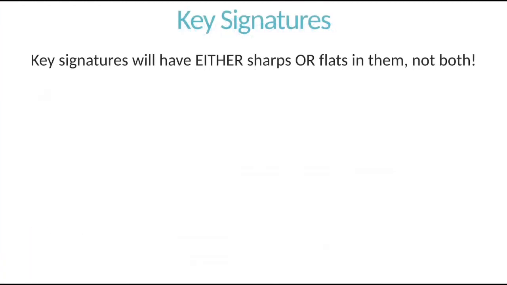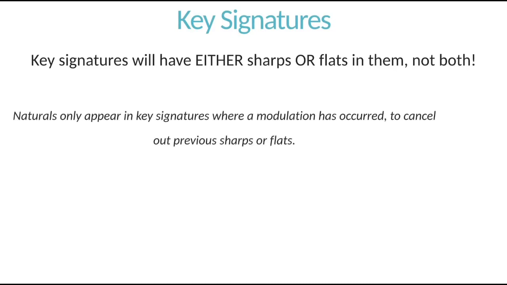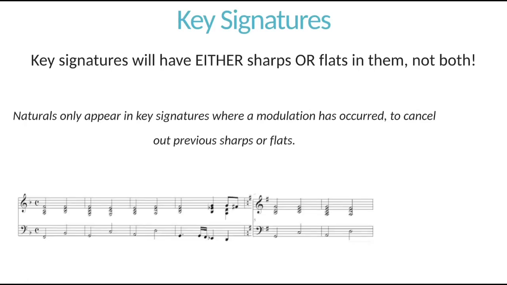Key signatures have either sharps or flats in them, not both. Naturals could appear in key signatures, but only where a modulation has occurred in the course of a piece of music to cancel out previous sharps or flats.